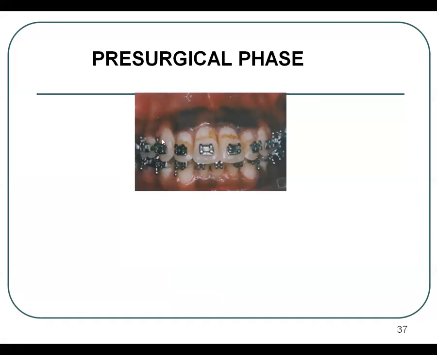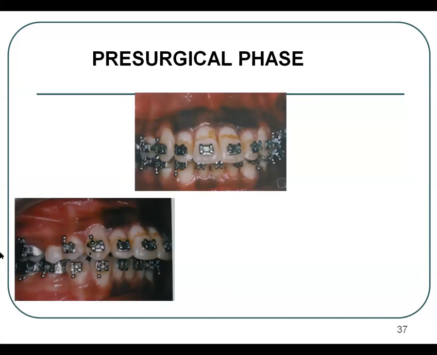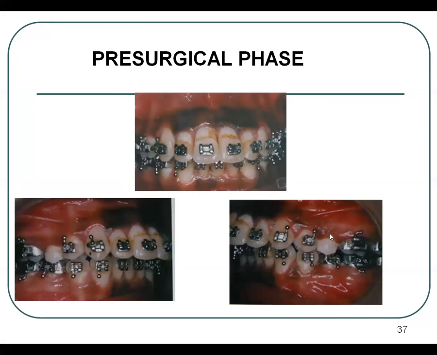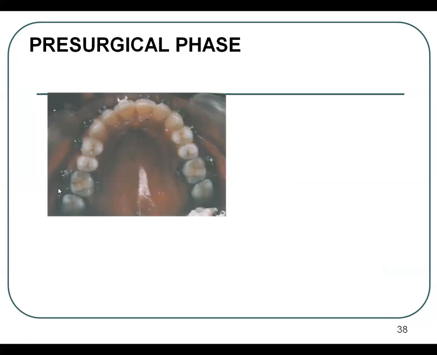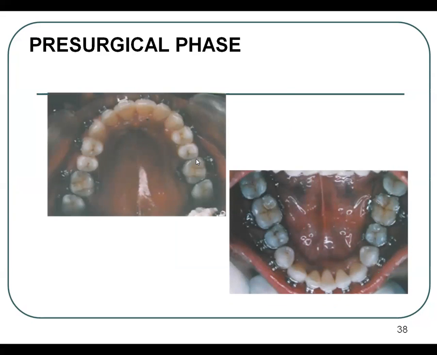But this case has been treated by placing brackets and the space has been closed. You can see all the space has been closed and alignment is done. This is our intraoral pre-surgical phase. You can see lower alignment has been done. All the rotation has been corrected.